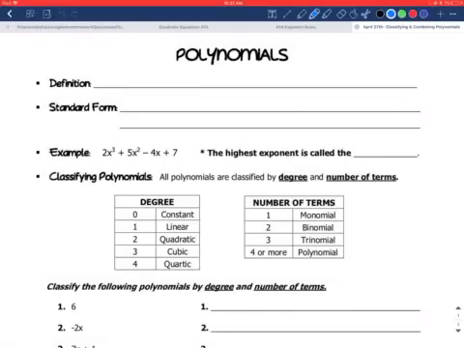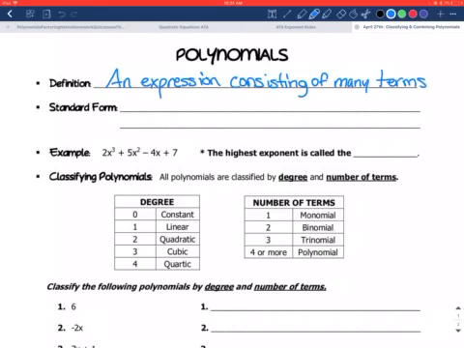All right, so polynomials. A polynomial is an expression consisting of many terms. So we have been dealing with monomials that are just one term, and we will begin dealing with multiple terms, which are split up by plus signs and minus signs, and you'll see that in just a second.